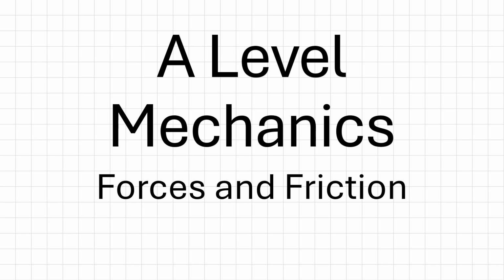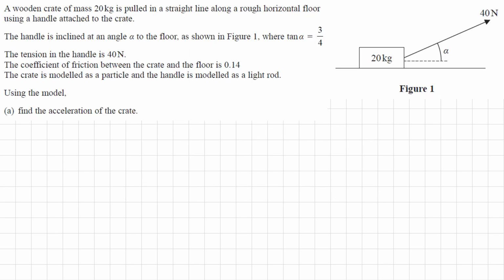This is an A-level mechanics question on forces and friction. A wooden crate of mass 20 kg is pulled in a straight line along a rough horizontal floor using a handle attached to the crate. The handle is inclined at an angle alpha to the floor as shown in figure 1, where tan alpha is 3/4. The tension in the handle is 40 newtons.